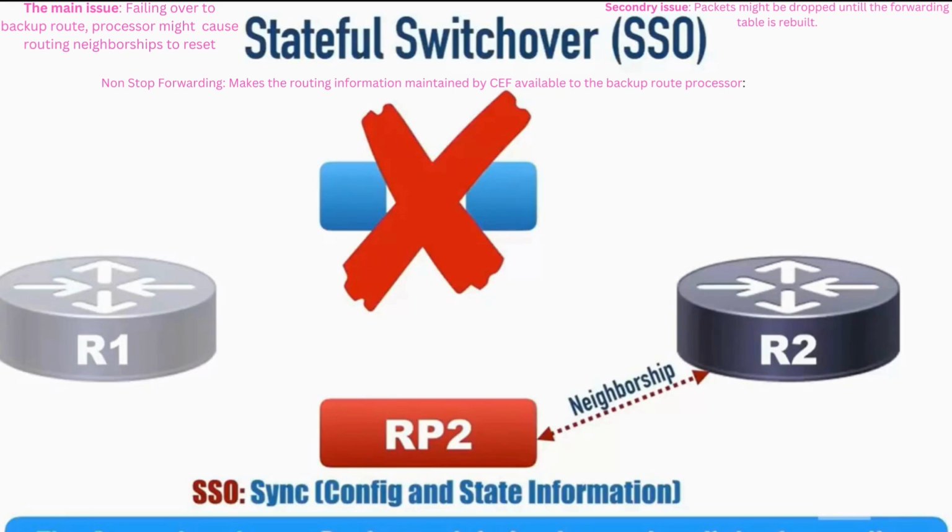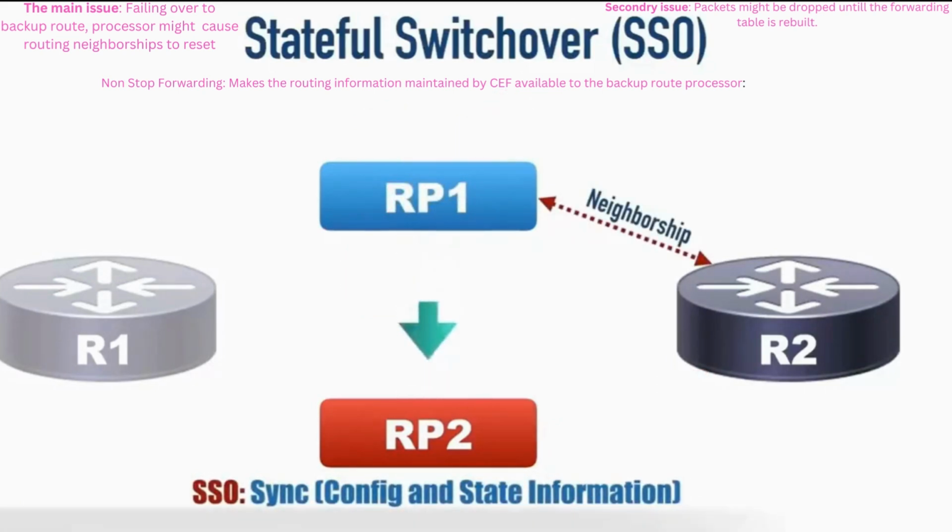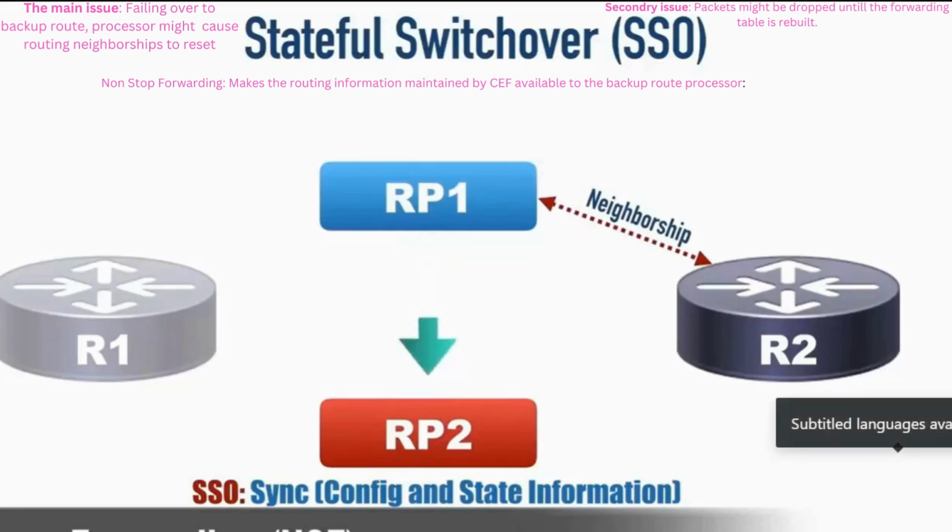And the reason is that backup route processor does not have an IP routing table. It doesn't know how to forward packets yet. It has to reconstruct that routing table. But we can add yet another feature to prevent that from happening. What we can do is use SSO in conjunction with NSF, which stands for Nonstop Forwarding.